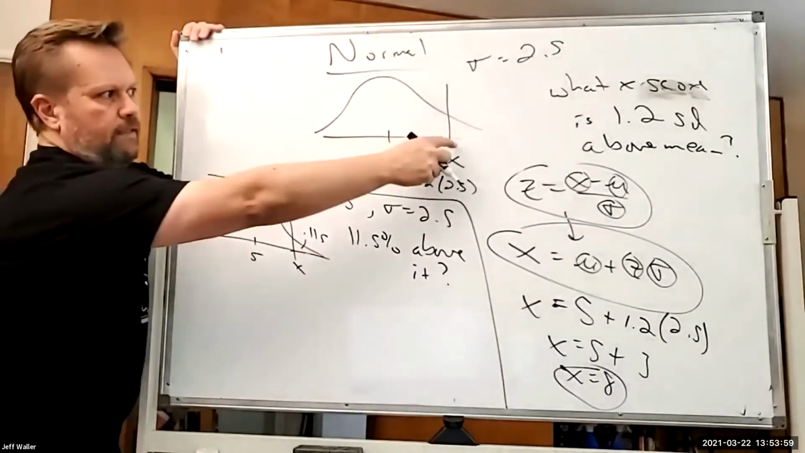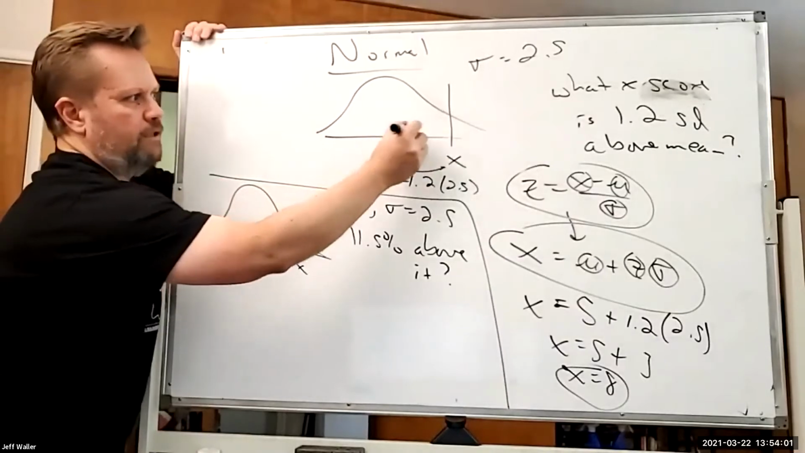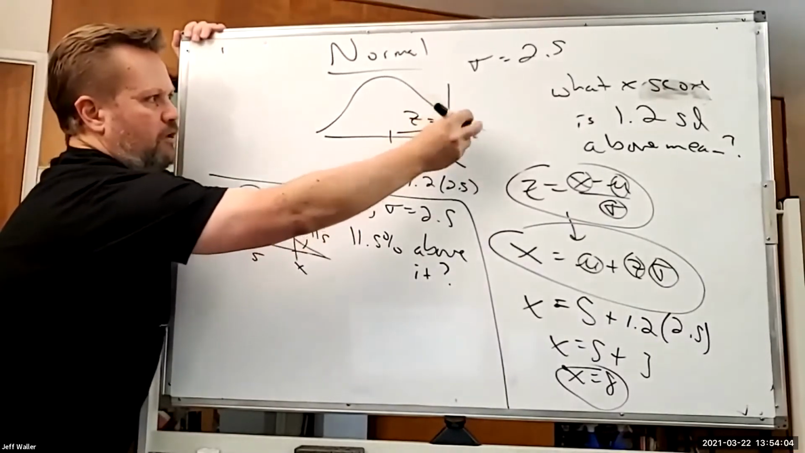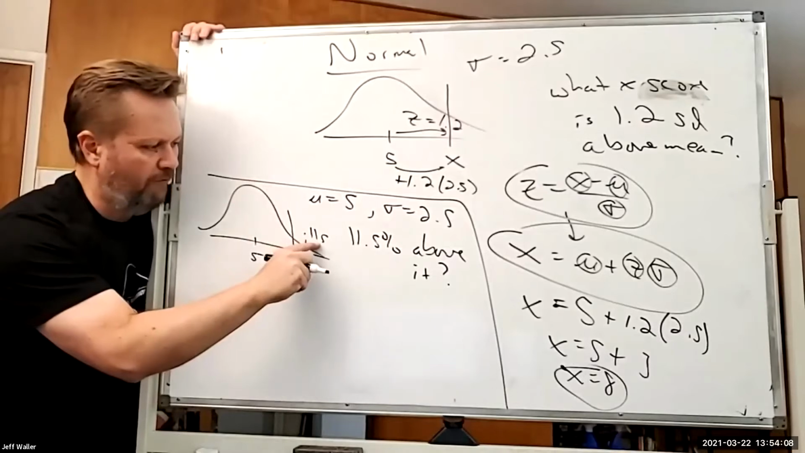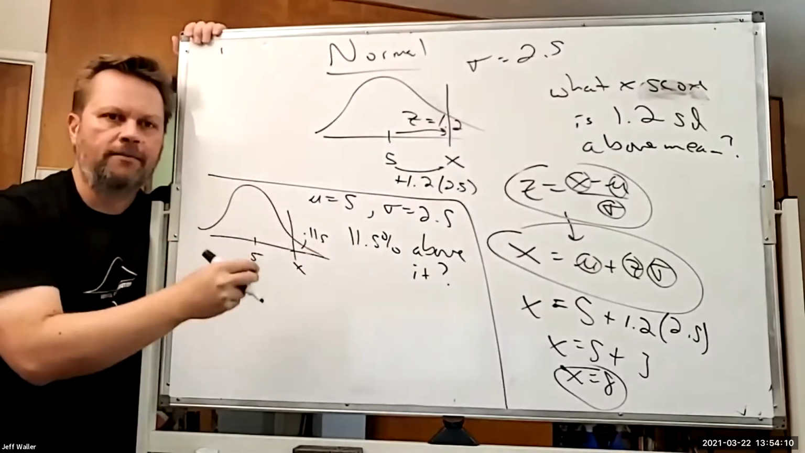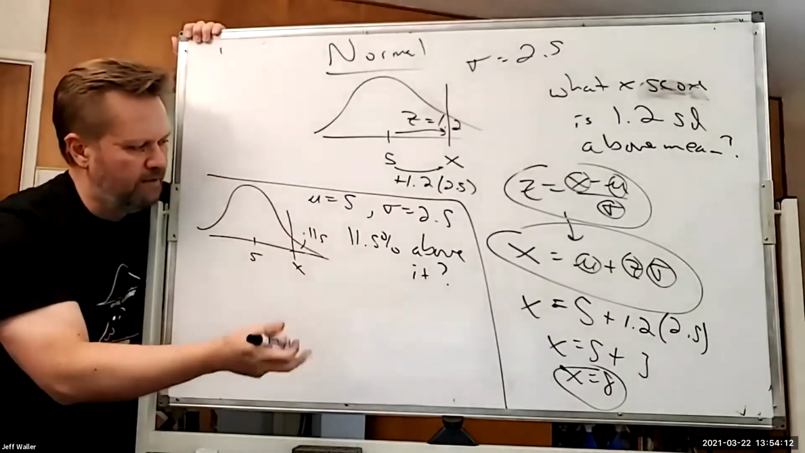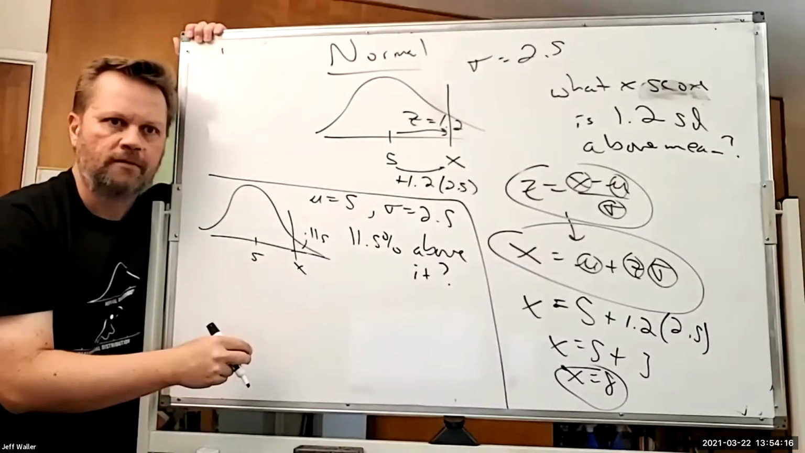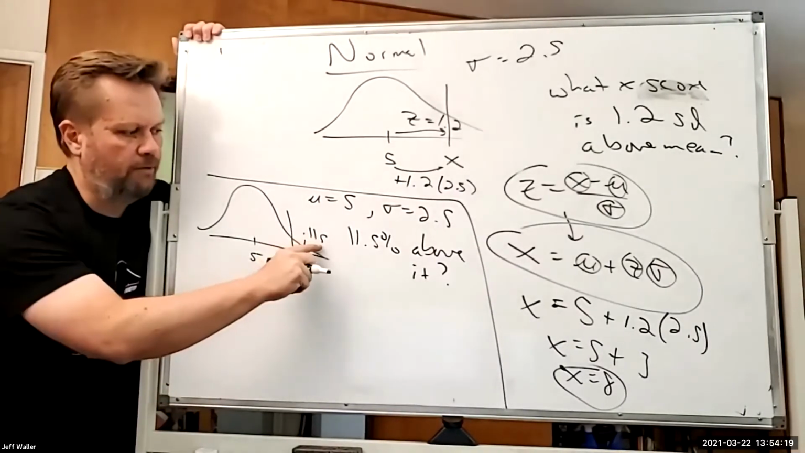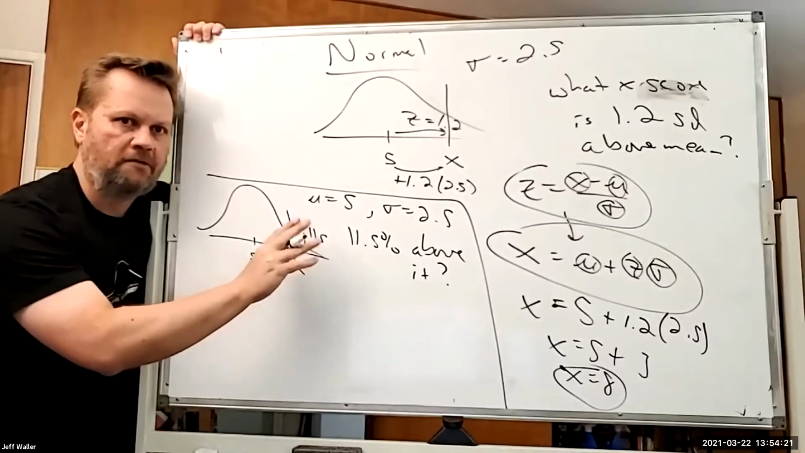Why was this easy? Because I knew the z-score. It just tells me the z-score. What does this thing do? It gives me an area. If they would have just given me the z-score. Well, can you figure out the z-score? Can I look up 0.115 and get the z-score from that?